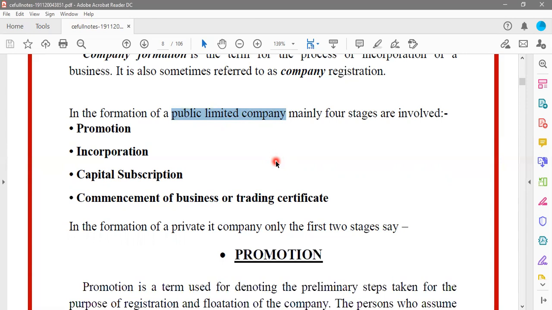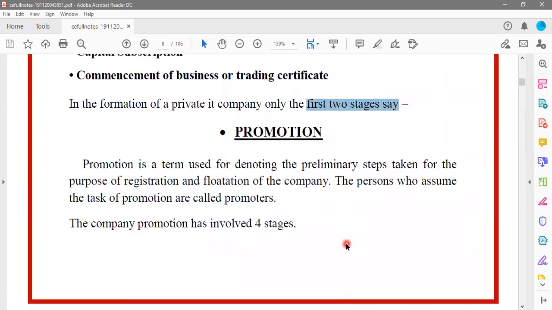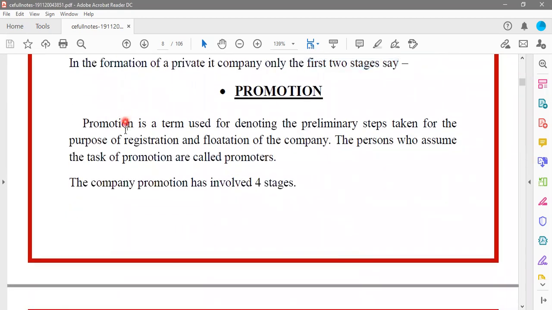What are the 4 stages? Promotion, incorporation, capital subscription, and commencement of business or trading certificate. First will be promotion of the company. Okay, this is for public limited company. There are 4 stages. But when it comes to private company, in the formation of private company, only the first 2 stages will be there, and you will see the explanation in the first 2 stages. Okay, so let us see what is promotion. Promotion is a term used for denoting the preliminary steps taken for the purpose of registration and flotation of a company. The person who assumed the task of promotion is called promoters, and it has 4 stages.